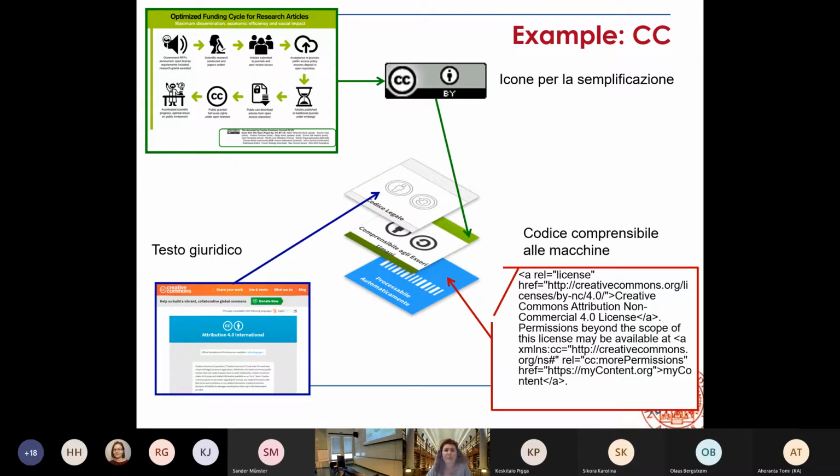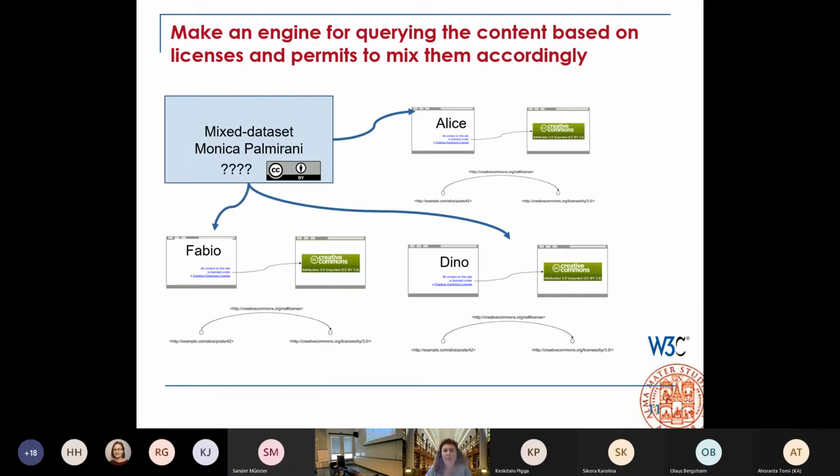So this is an example of a CC BY that is a very good model. We have an icon. The icon is linked to the legal text, and in the back there is the RDF. But the RDF of Creative Commons CC BY is very simple compared to the complex situation that we have. Because nowadays, especially in cultural heritage, we have a lot of mixed datasets. So how can I represent this situation?